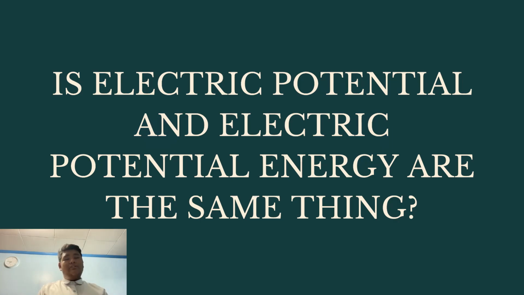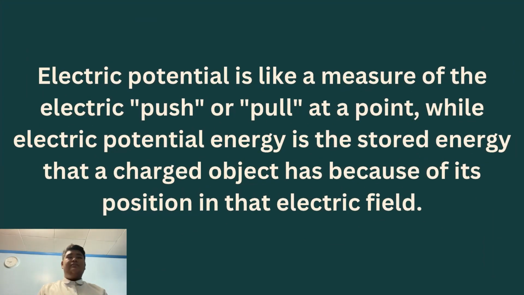Because electric potential is like the measure of how much electric push or pull exists in a certain point in space. It tells us the amount of potential energy a charged object would have if it were placed at that point in an electric field. It's similar to how the height of a hill represents the potential energy of an object at that location.